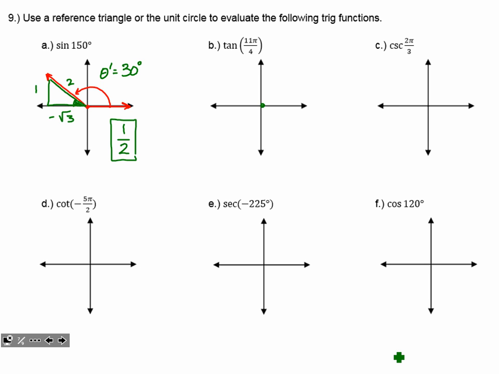For letter B, here the tangent of an 11 pi over 4 radian angle. Again, 8 pi over 4 would be a full circle. That's 2 pi. And I want to go 3 more pi over 4s. So I'm going to end up over here in quadrant 2. If I draw in that reference triangle, connect it to the x-axis, inside my theta prime is a pi over 4. I would need to go one more pi over 4 to get to the axis, one more measure of 45 degrees if we want to think in degrees.